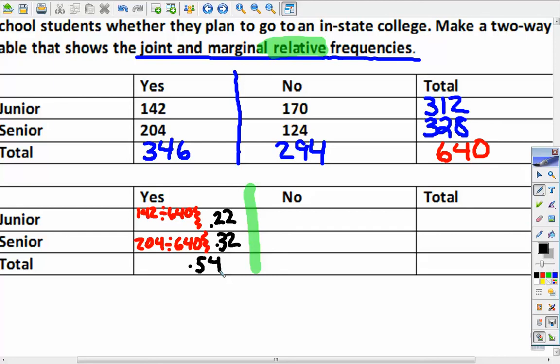All right, let's do the no's column. Okay, never mind. 170 divided by what? 640. What do you get there, kiddos? 0.27.